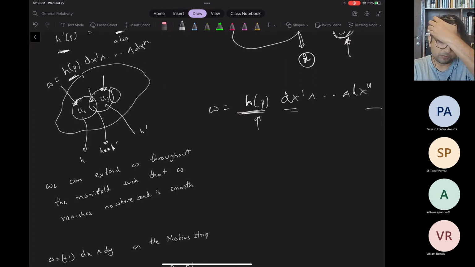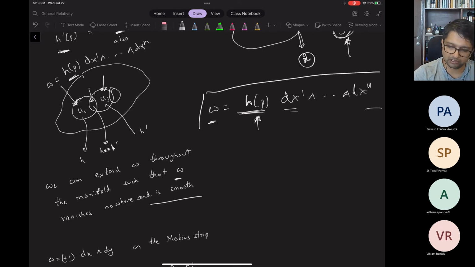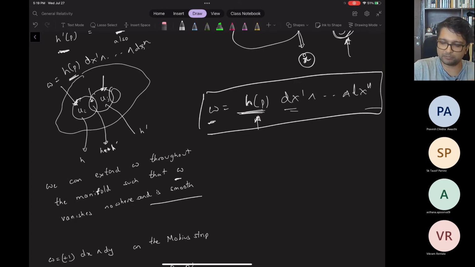So basically, now that you have a strictly positive function, this omega vanishes nowhere, since h of p is non-zero everywhere, and it's smooth over the entire manifold. So therefore you have constructed an omega. You've shown that it is always possible to construct an omega which is non-zero everywhere on the manifold, and this omega belongs to the space of n-forms.